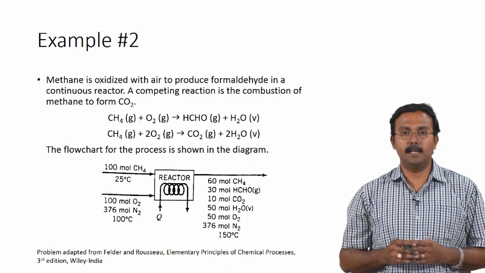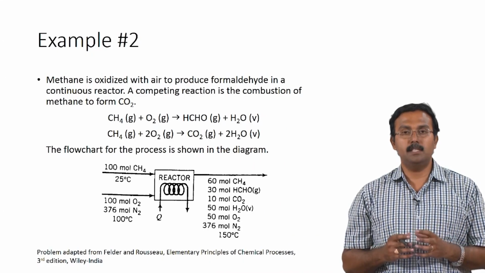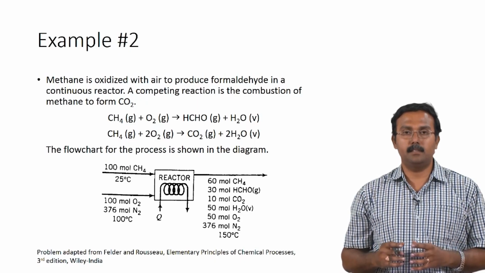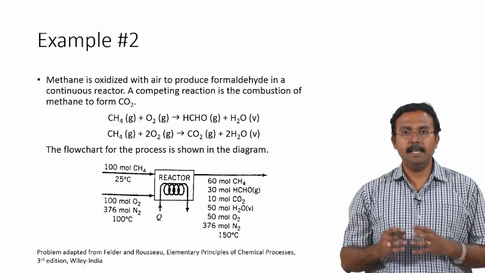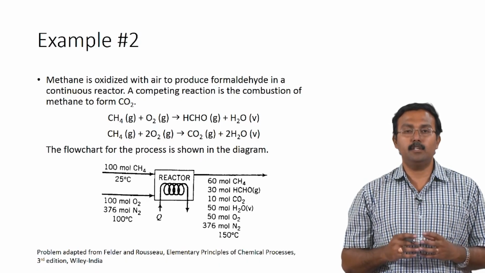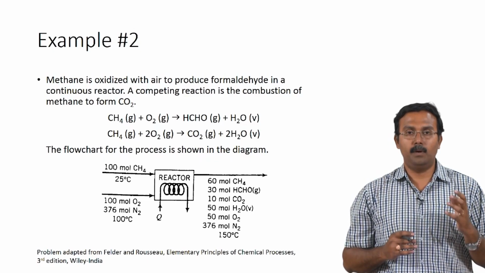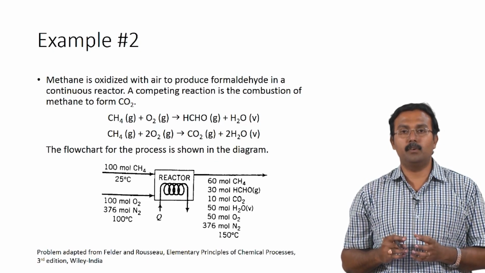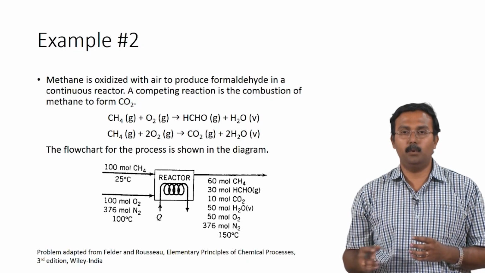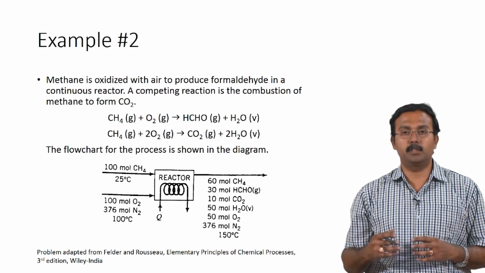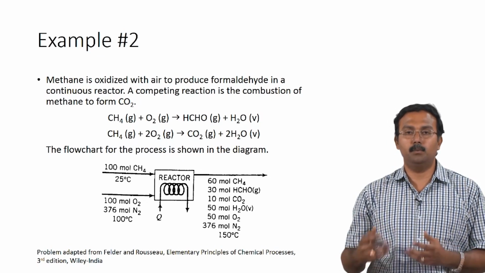So, here is the example problem. Methane is oxidized with air to produce formaldehyde in a continuous reactor. A competing reaction is the combustion of methane to form carbon dioxide. So, you have 1 mole of methane reacting with 1 mole of oxygen to form formaldehyde and water. You also have 1 mole of methane reacting with 2 moles of oxygen to form carbon dioxide and water.